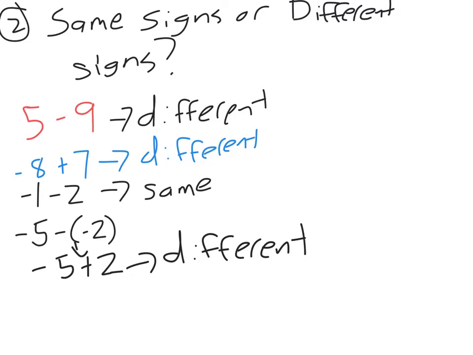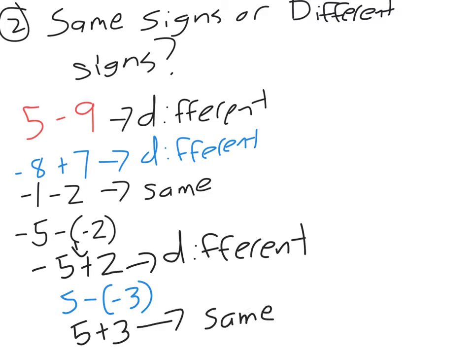Let's do one more. If you had 5 minus negative 3, we can rewrite that as what? 5 plus 3, absolutely, because minus negative 3 means plus 3, and those have the same sign. So do you see how we answer that question? Same signs or different. In order to answer it, though, you have to make sure each number only has one sign. And now here's what to do once you answer that question.